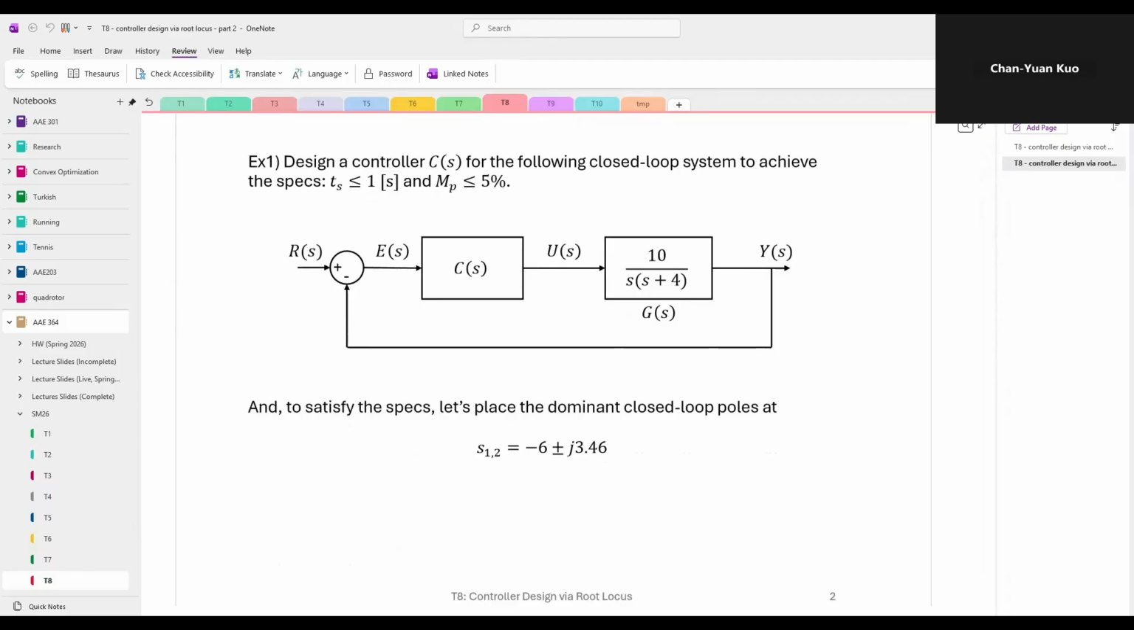Let's now revisit the first exercise from the previous part. Recall that we previously identified the feasible region that satisfies the design specifications. And since any point within this region meets the requirements, I've chosen one pair of desired dominant poles within this region as shown here. Therefore, our goal now is to design a controller that places the dominant closed loop poles at these locations.